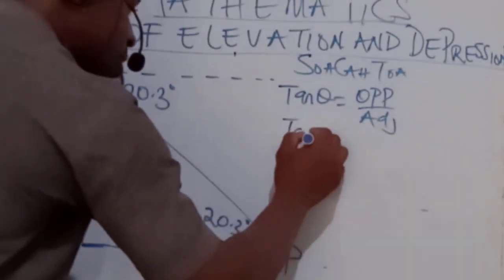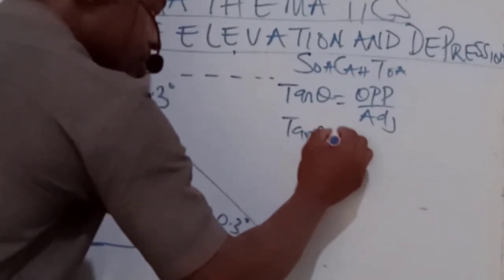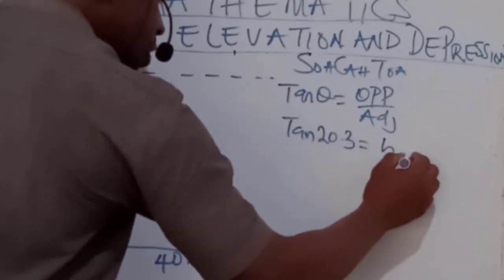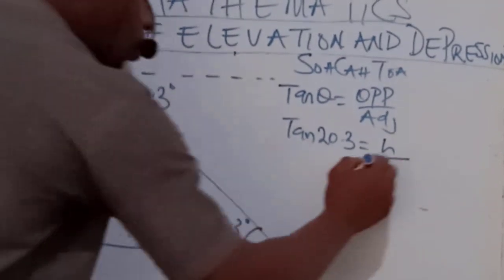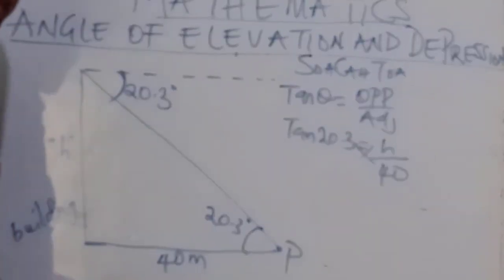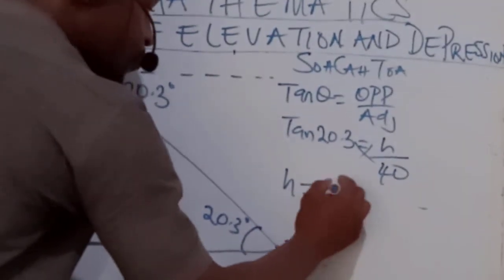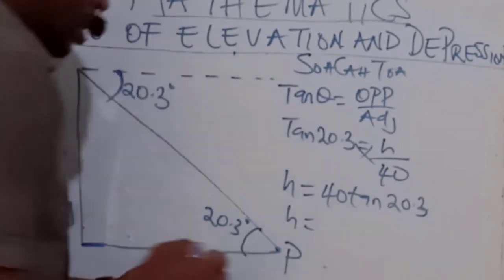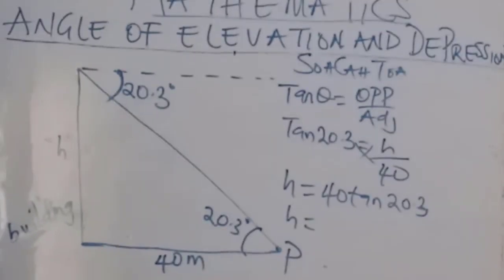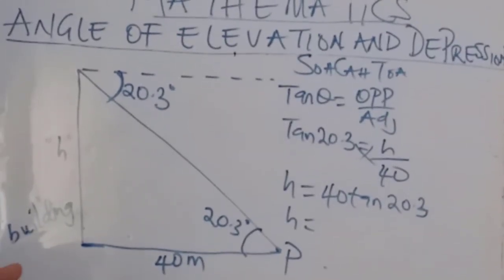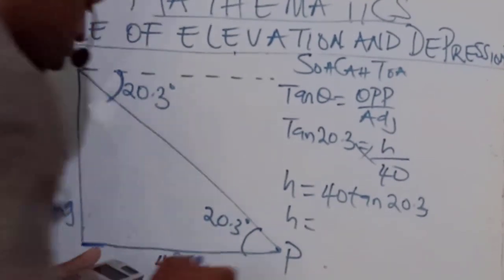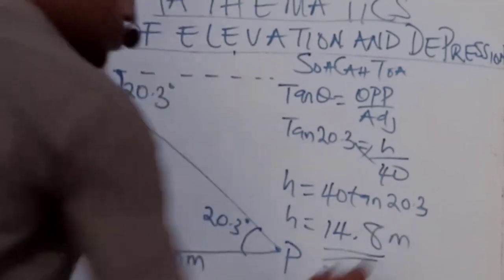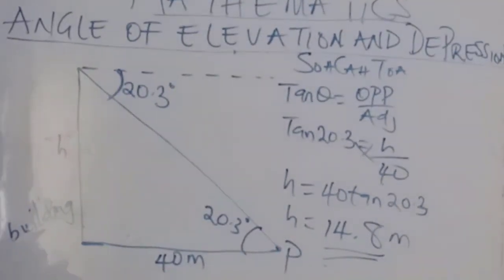And this time around, my theta is 20.3. If my theta is 20.3, my opposite is h, and then my adjacent is 40. If I cross multiply, I'm going to have h is equal to 40 times tan 20.3. And of course, if one uses a calculator, you will discover that 40 times tan 20.3 will be 14.8 meters. Okay.